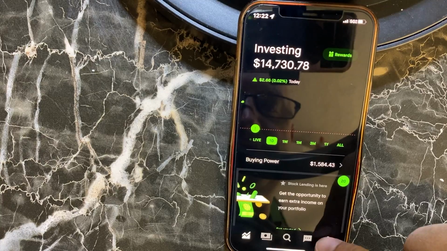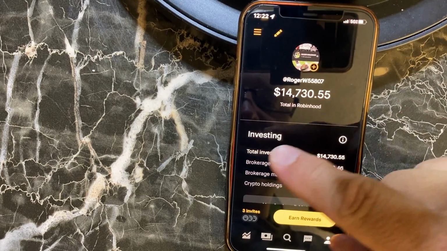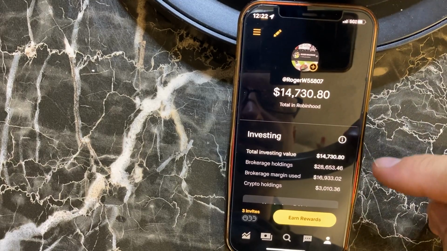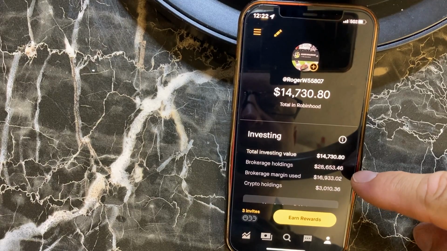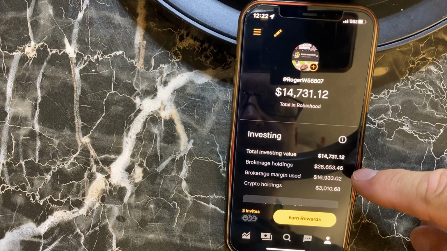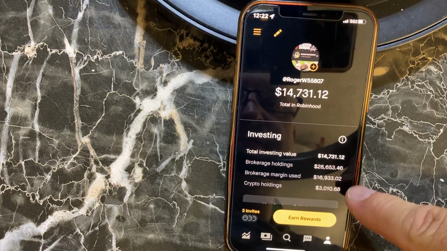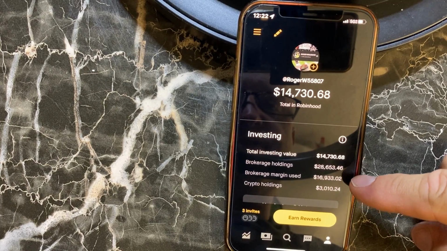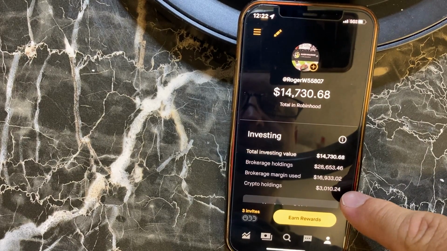And then if you go to your major holdings, like total invested, your total value is basically what you have, like if you cashed out today. The top one is your total investment value. Brokerage holdings is basically everything added up together. And then your margin is what you borrowed. So between what you invested and your brokerage margin added together is your holdings. And then at the bottom is your crypto.